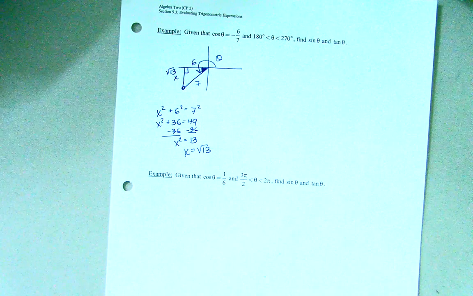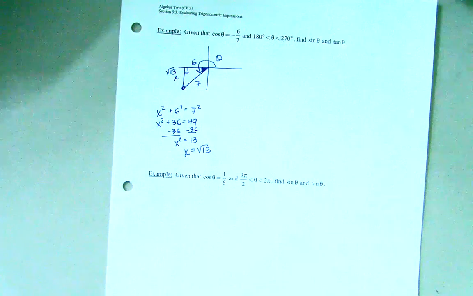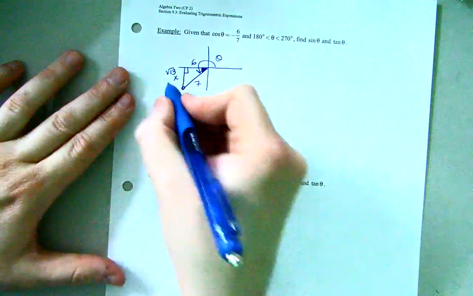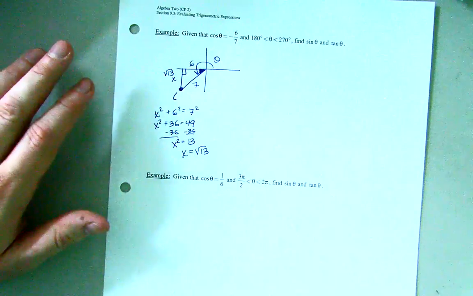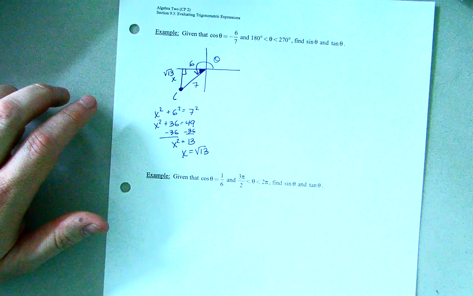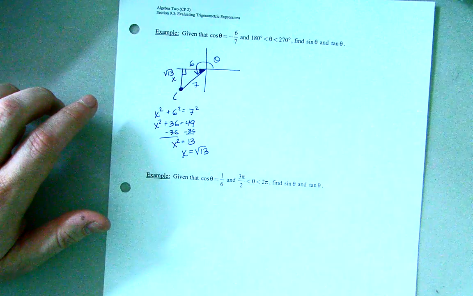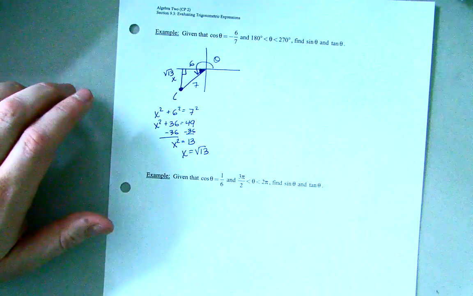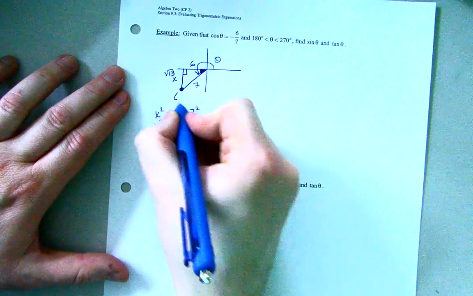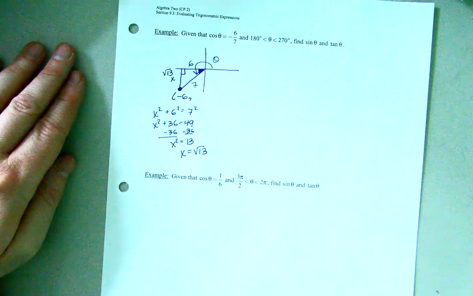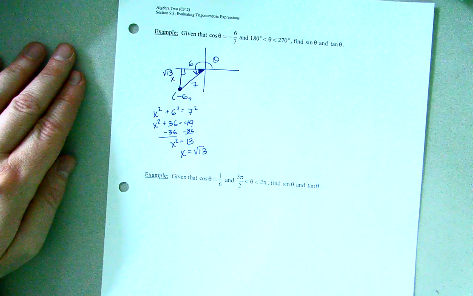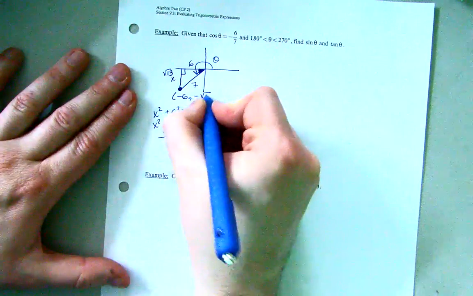Can you make your triangle like that? Are you okay with that part? I need coordinates. Is my x-coordinate 6 or negative 6? Why? Not down. We're going left to get there. Is your y-coordinate root 13 or negative root 13? Why is it negative? Going down to get there.